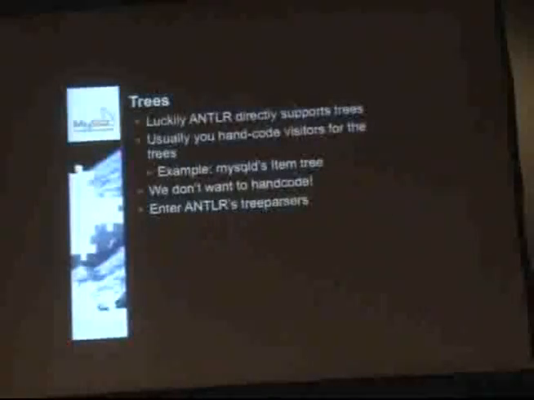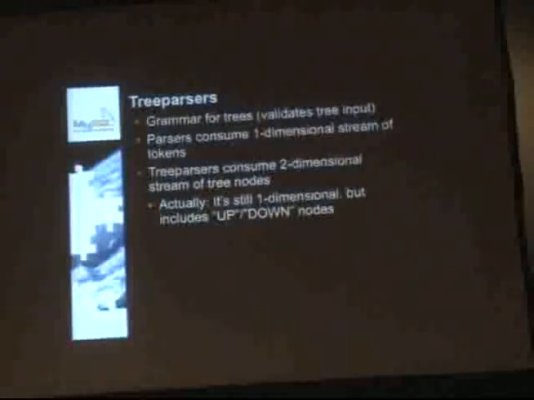So let's use ANTLR's tree parsers. Tree parsers are, as the name says, grammars for trees. They validate tree input, so they validate the shape of the tree. And since they're just ANTLR grammars, you can again attach code to them. But now you're at a pretty condensed point of the input, and it doesn't refer to any text. So it becomes much easier to rely on the stability of that.